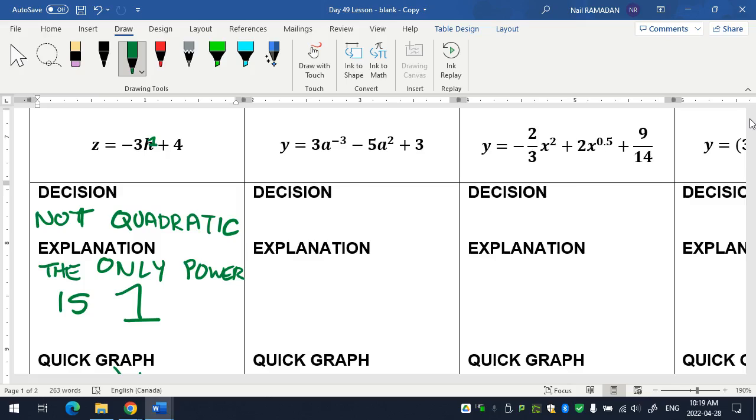Is there a power of 2? But there's also what? Any power different than 2, aside from 1, in the expression will screw up the whole thing. And it's not just a 3, it's a negative. It's both bigger and negative. So a decision, not quadratic.